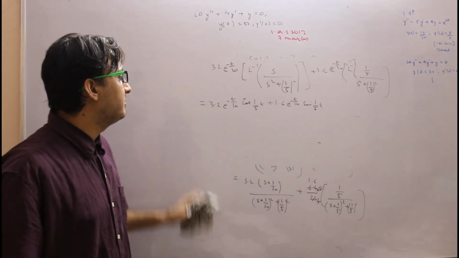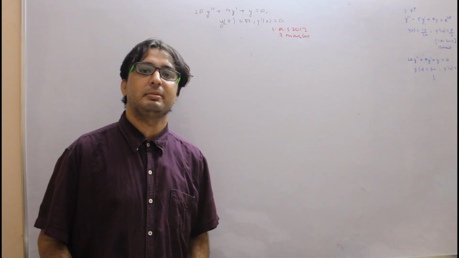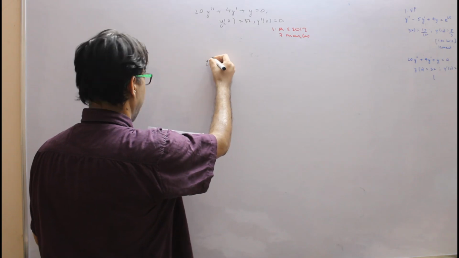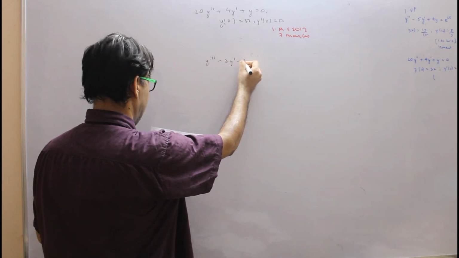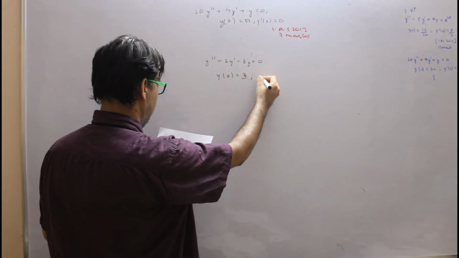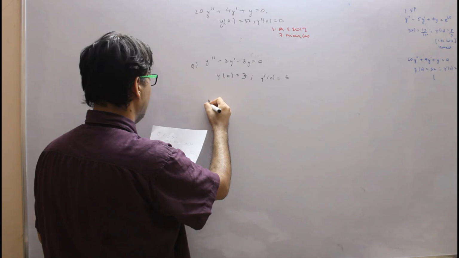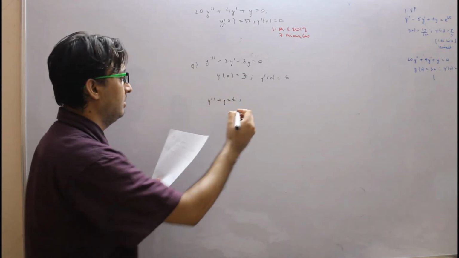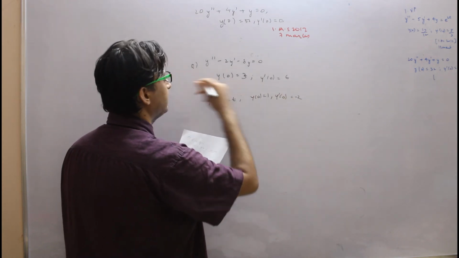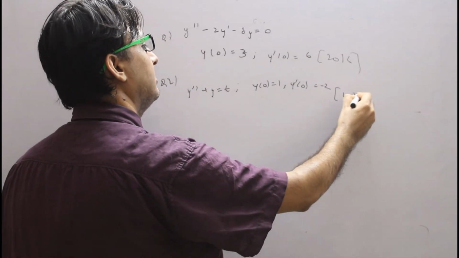Now I would like to give you some questions for assignment, so that in the next lecture you can come up with the answers. These questions are: y double dash minus 2y dash minus 8y is equal to 0, with initial conditions y of 0 is 3 and y dash of 0 is 6. Second question is y double dash plus y is equal to t, y of 0 is 1 and y dash of 0 is minus 2. These questions were asked in IAS 2016 and 2015 respectively.